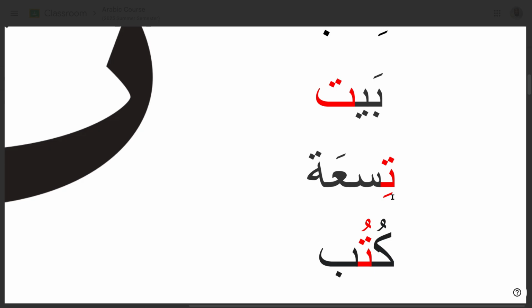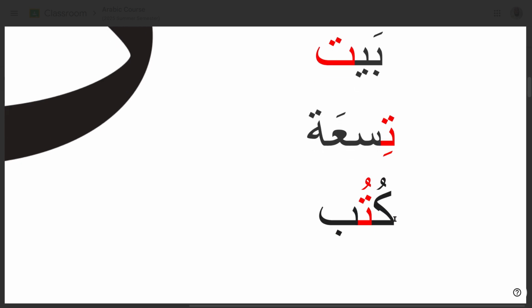We have tisa, which is the number 9 in Arabic. We have ta with kasra. The dash at the bottom makes an E sound. So T and I, ti. Tisa, the number 9. And we have the word kutub, which is the plural of book, so it's books. It's like adding an S.